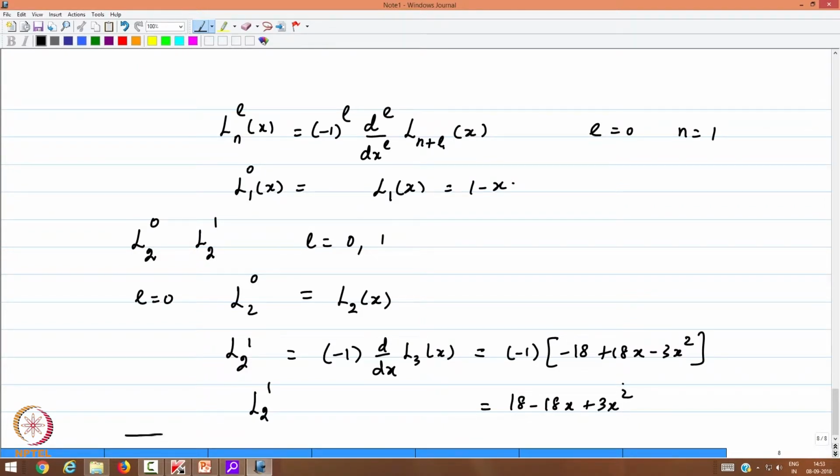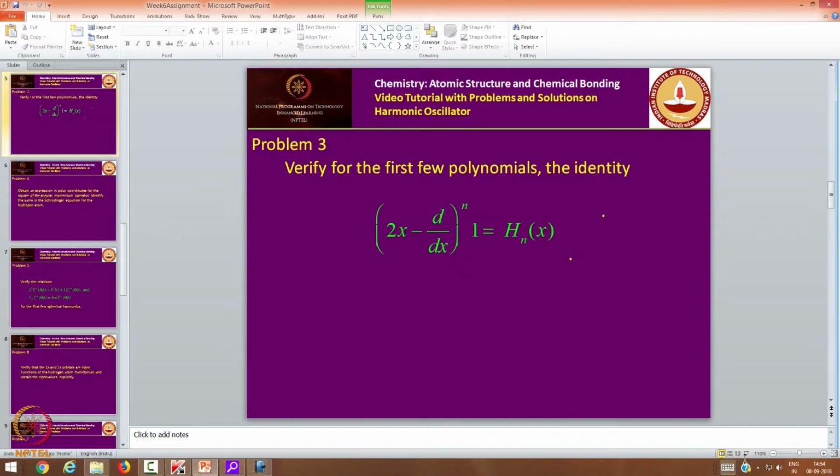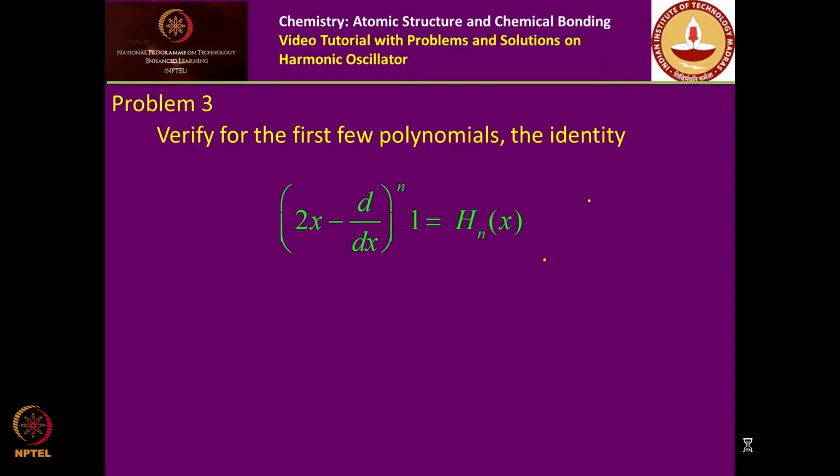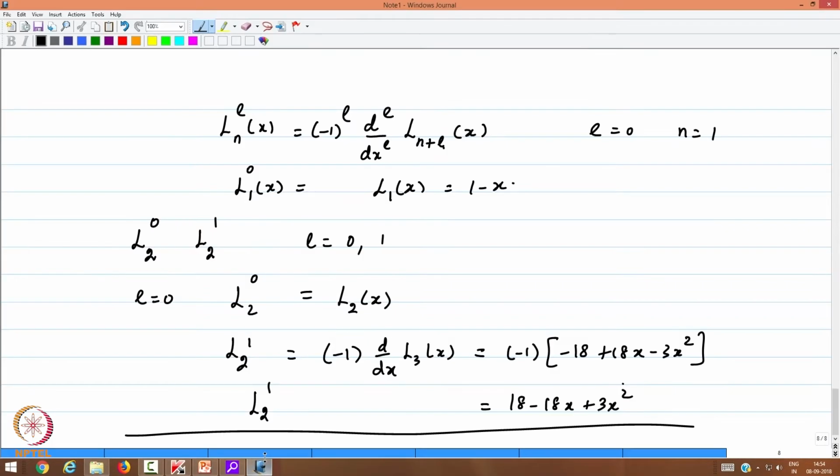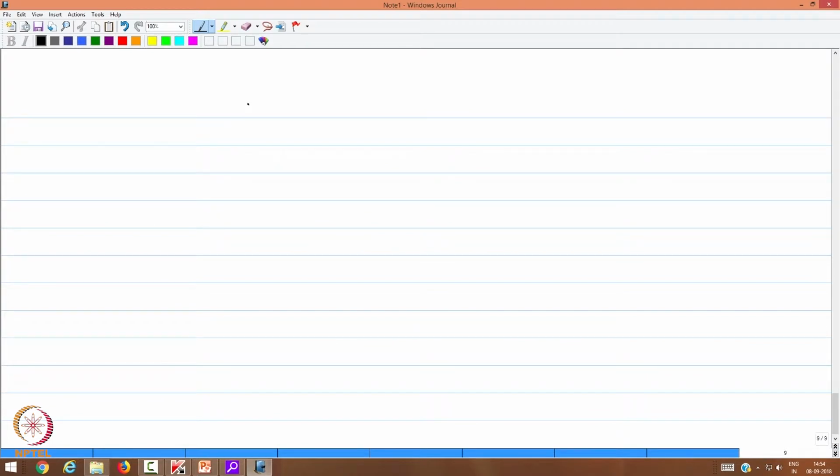The next problem is as follows. It is again on the Hermite polynomial, where now you write the Hermite polynomial using the operation of this power with the differential inside on identity 1. This will give you Hn of x. Again, it is only to be verified by simple application of the algebraic calculations. So, let us do that again. 2x minus d by dx raised to n acting on 1 is Hn of x.